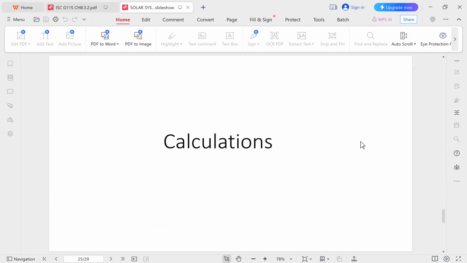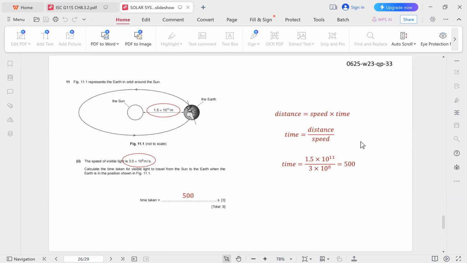Finally, we move on to calculation-based questions. Figure 11 represents the Earth in orbit around the sun. The speed of visible light is 3 times 10 to the power of 8. Calculate the time taken for visible light to travel from the sun to the Earth when the Earth is in the position shown. Of course, this is very simple.